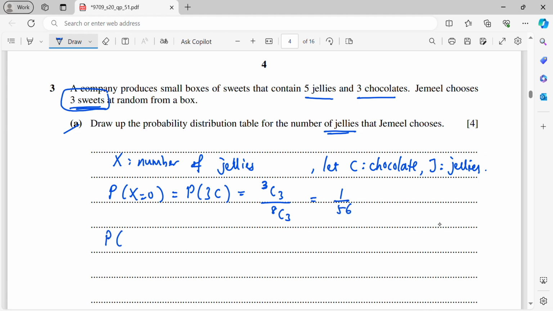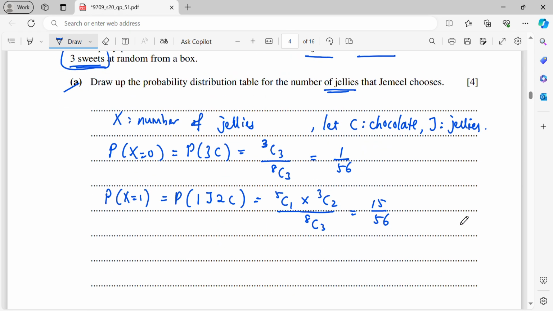Now, when P(X = 1), it means you have chosen 1 jelly and 2 chocolates. You have 5 jellies and 3 chocolates, so I need 1 jelly: 5 choose 1, followed by 3 chocolates, you choose 2, over 8 choose 3. So this is going to be 15 over 56.